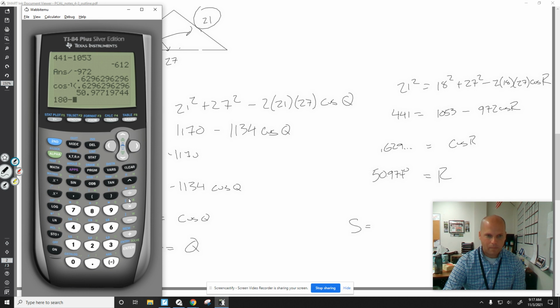180 minus 50.977 minus angle Q, which was the 41 degrees. So let's find that 41 angle. There it is.